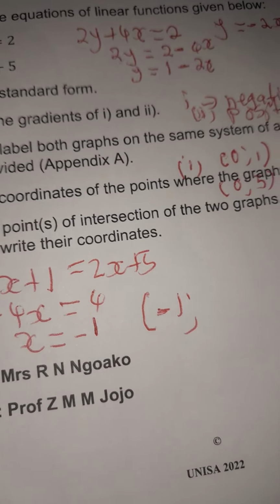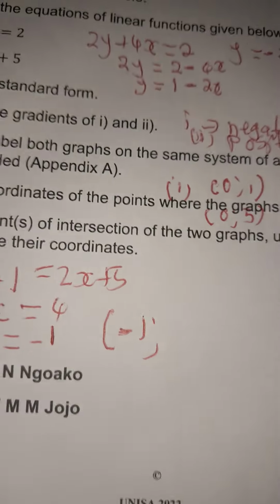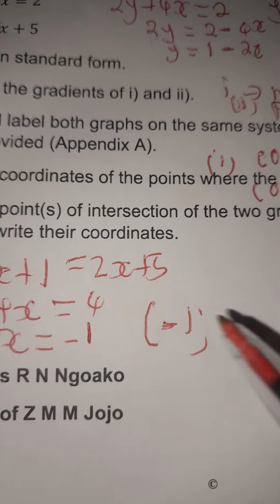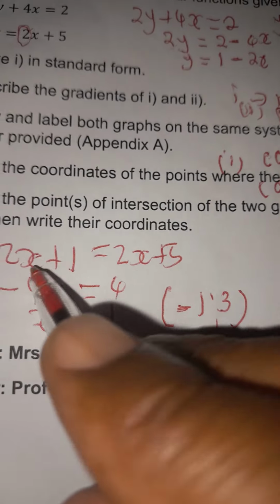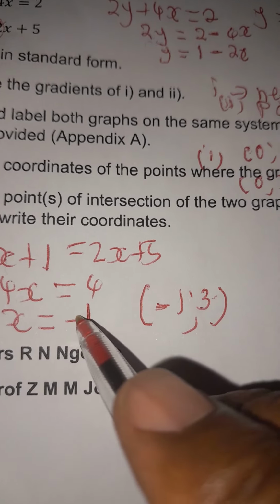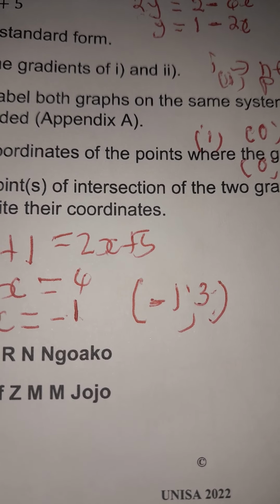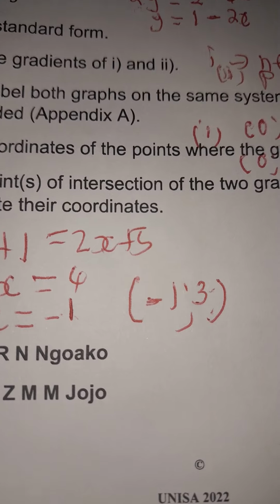To find the y coordinate, just where there is x, substitute negative 1 to find the y coordinate of the point of intersection. So let's take, for instance, negative 2x plus 1. Where there is x, we shall place negative 1 plus 1. That will give us 3. So we are going to have 3 here. If you take -1 in place here, you're going to get 3. So that's how you can work out the point of intersection.